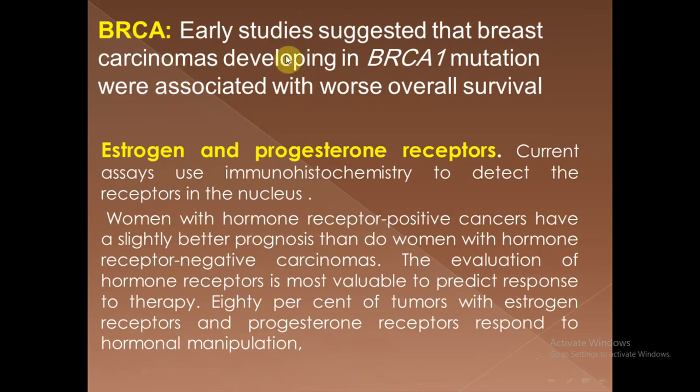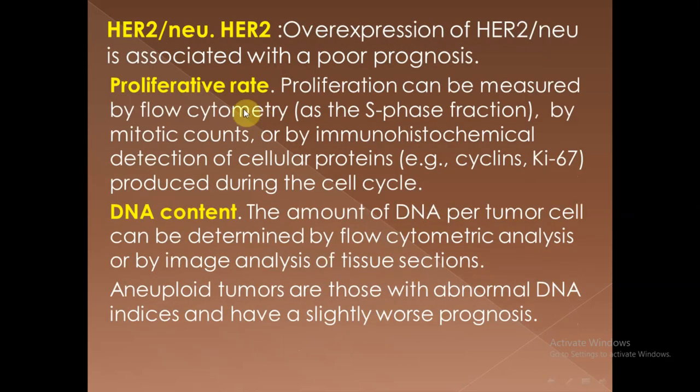Breast cancer genes. Early studies suggested that patients with breast cancer 1 gene mutation have a worse overall prognosis. Estrogen and progesterone receptors definitely affect the prognosis and the treatment. Hormone receptor positive tumors carry a better prognosis, and hormone receptor negative tumors carry a less favorable prognosis. HER2 overexpression carries a poor prognosis.